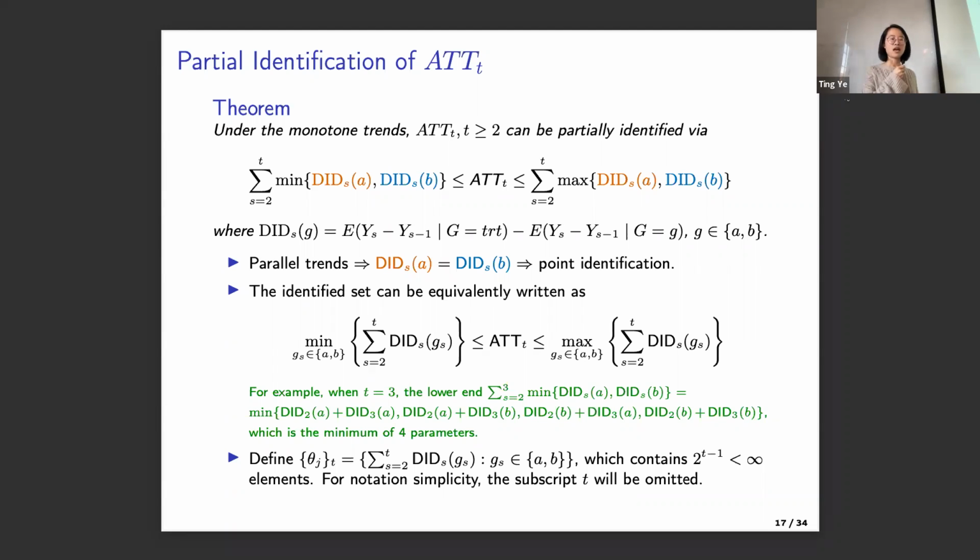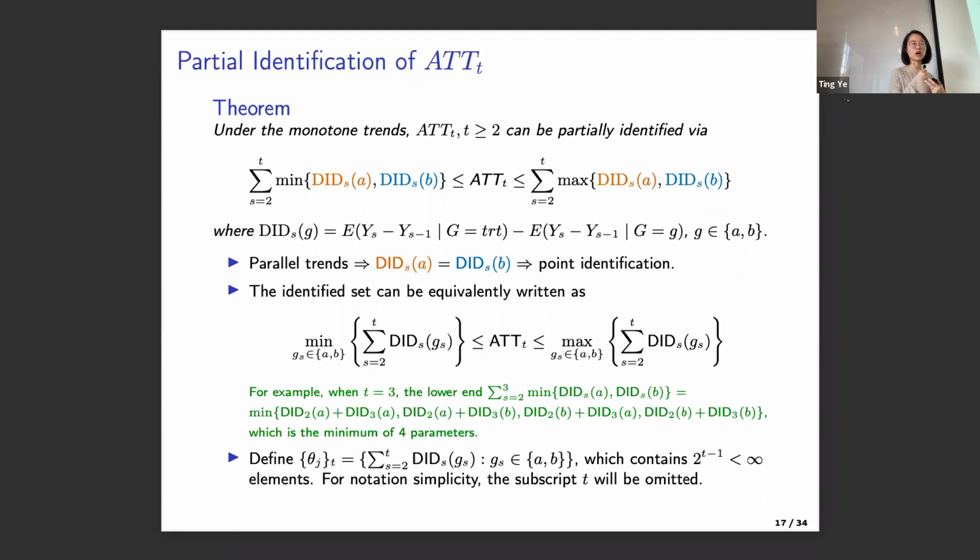Because our assumption covers the parallel trends assumption as a special case, when the parallel trends assumption holds, the DID for group A and the DID for group B will be equal. Then you can see that this partially identified region will just shrink to a single point. So it will automatically go back to the same identified result if the parallel trends assumption holds.